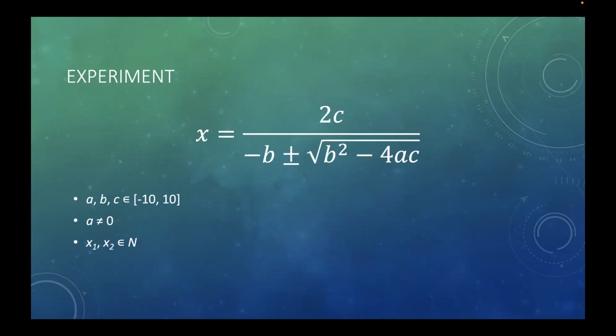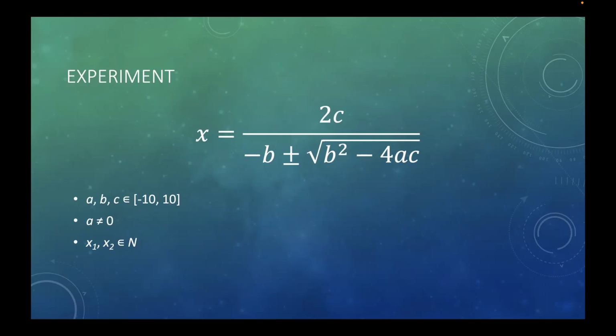The following formula was used to find the roots of a quadratic equation as an example of task. Generation of sets has been done by simply iterating through ranges for each parameter bounds. For the experiment, for each parameter, a range from minus 10 to 10 was used with a step equal to 1. An exceptional validation for A is that it cannot be equal to 0, since in this case, the equation would not be quadratic.